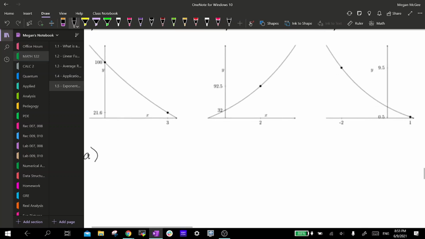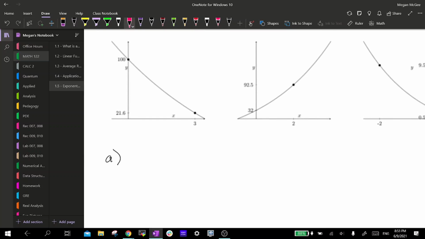We need to come up with the 2 points we have in graph A. They're labeled here, but I'll draw them in big bright red. Our first point, x is 0 and y is 100. And our second point, x is 3 and y is given as 21.6.